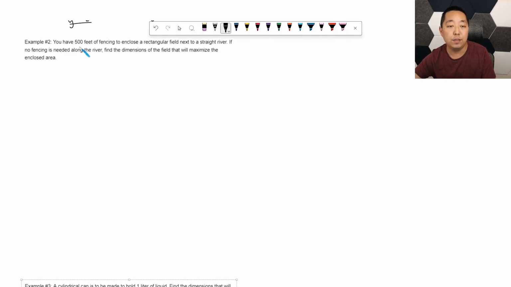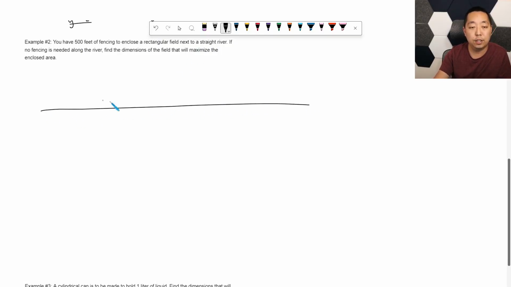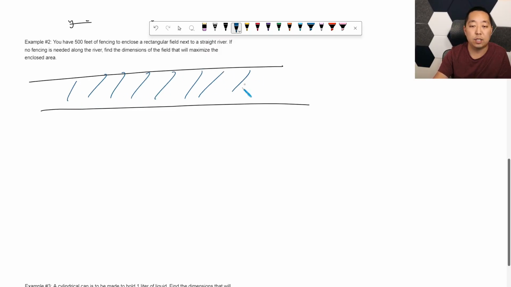You have 500 feet of fencing to enclose a rectangular field next to a straight river. So we have a river here. This is a river. This is a classic problem you do for optimization. You have 500 feet of fencing. Find the dimensions of the field that will maximize the enclosed area. So I don't need fencing along the river here.